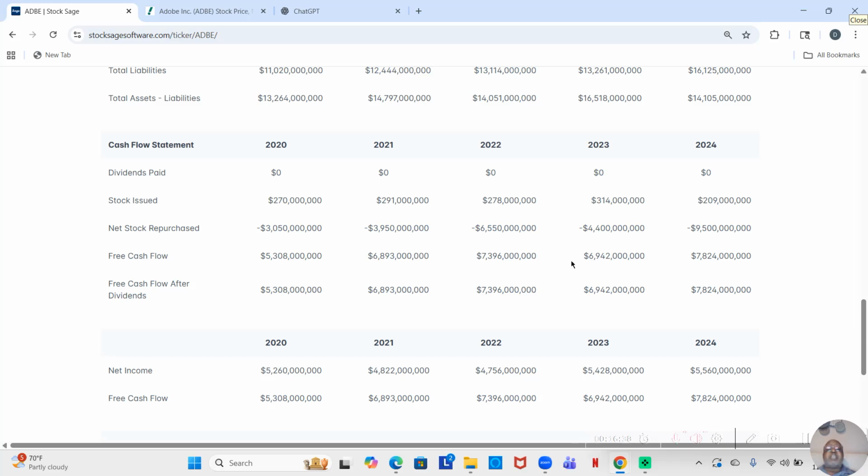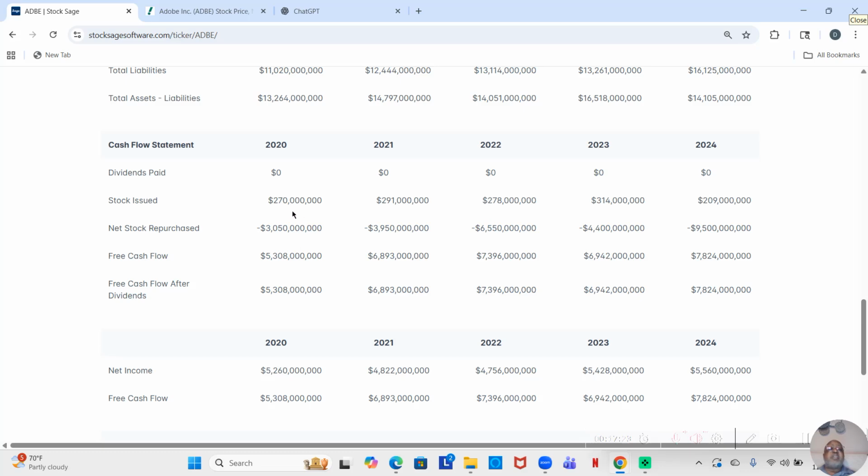Now, when we get to the cash flow statement, this company does not pay a dividend. However, we want the company, as investors, we love when a company buys back shares of its own stock, and we hate when they sell more shares of their own stock. In this case, the company is doing both. But what we want is them to be buying back a lot more shares than they're selling.